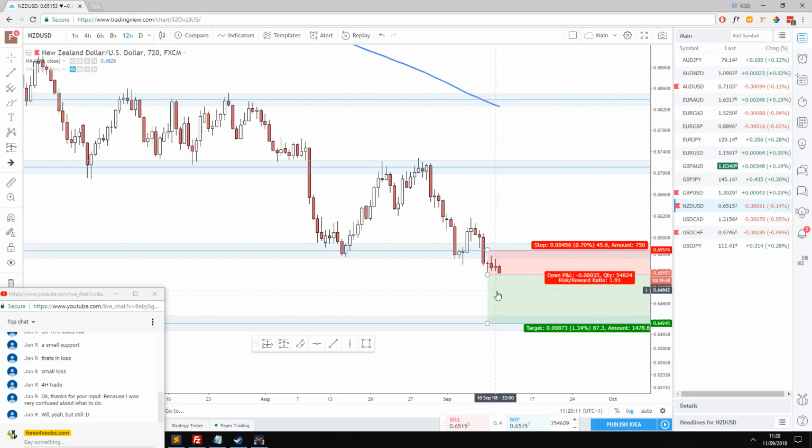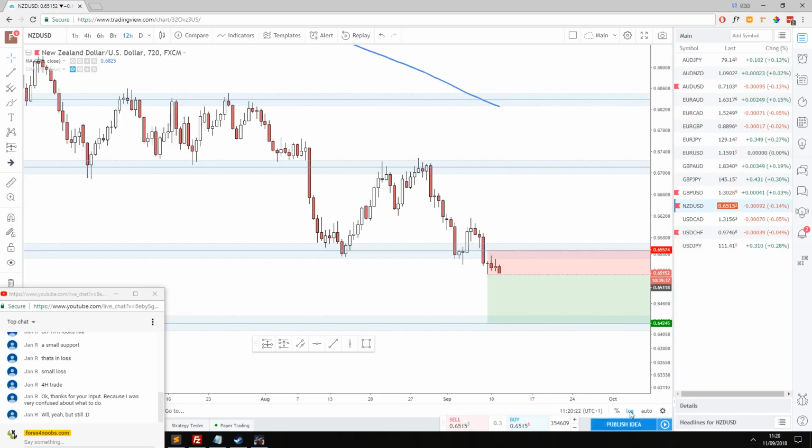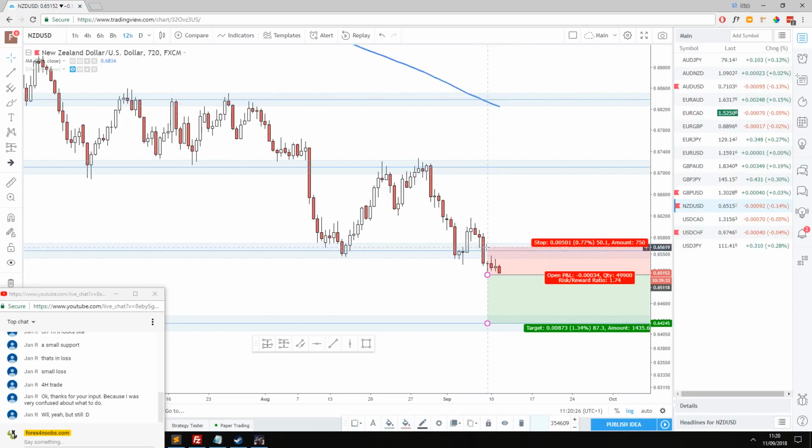But you know, with continuations, it's okay to have a little bit more risk with your stop losses and all that stuff because of the fact that it's a continuation, because it's with the trend. You can be a little bit more risky with the other side of things.